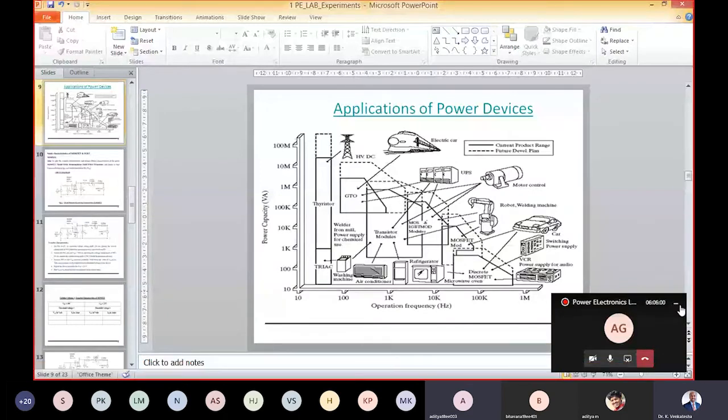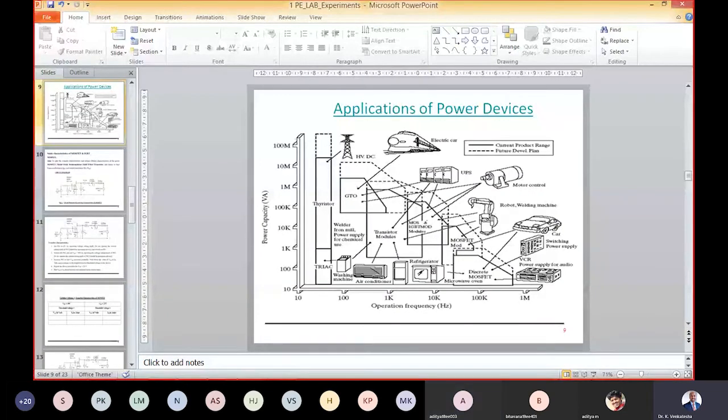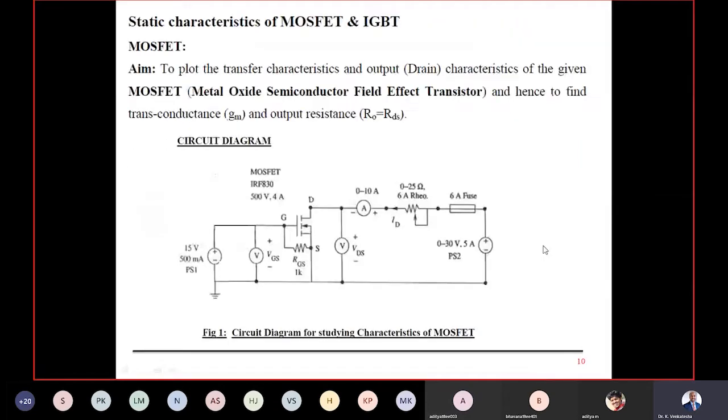Let's continue. Let's focus on experiment number 2, static characteristics of MOSFET and IGBT. There are two characteristics we are going to study for any switch. One is called static characteristics, another is called dynamic characteristics. When you say static characteristics, we come to know the threshold voltage of the switch. Threshold voltage is normally called the cut-in voltage.